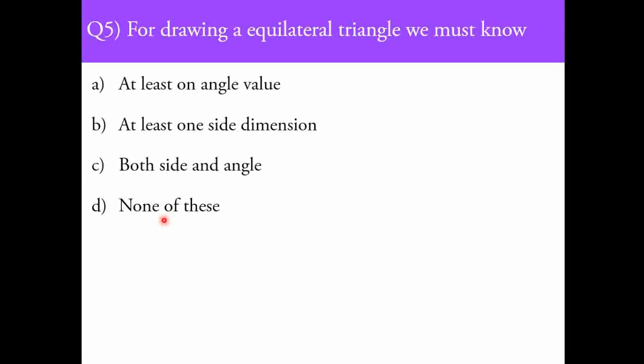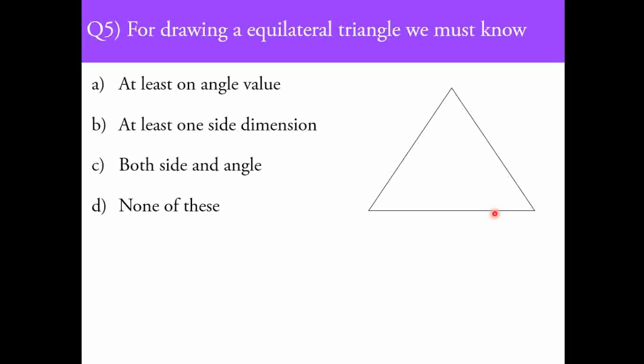Okay, I hope all of you know about that. For drawing the equilateral triangle, all of you are aware that an equilateral triangle has angles of 60 degrees. Each angle has the 60 degree value, so the angle is already known to us. So for drawing the equilateral triangle, we must know the length of a side.